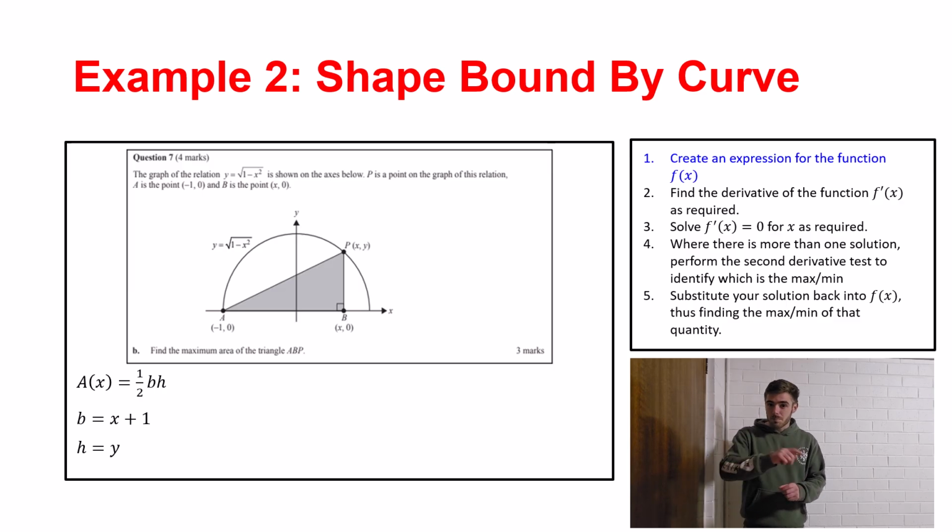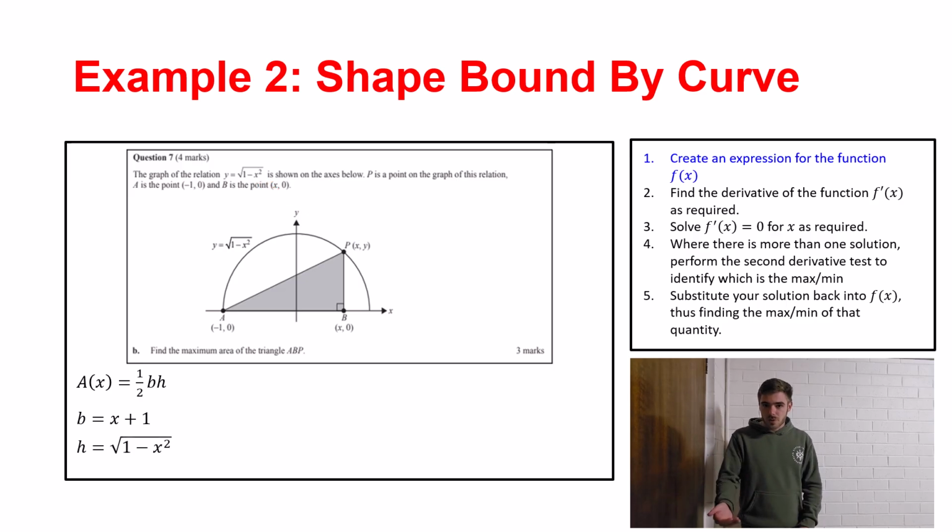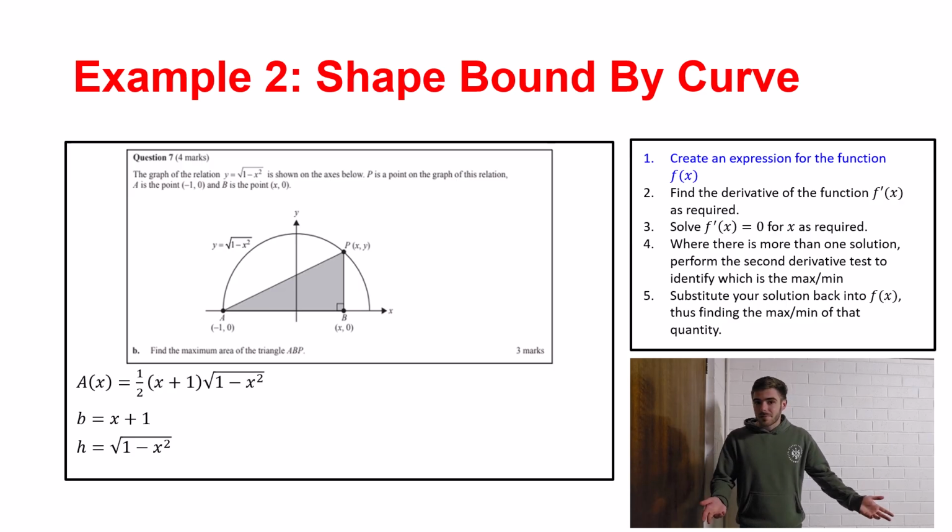This is where the fact that it's bound by a curve starts to matter. That intersection point of P, being the xy coordinate, that y value actually belongs to the curve of that semicircle. So if y is the square root of 1 minus x squared, then we can replace that letter of y with that square root term, thus finally getting everything in terms of x. Now that we have all that, we're just going to plug that back into our area equation and then simplify.